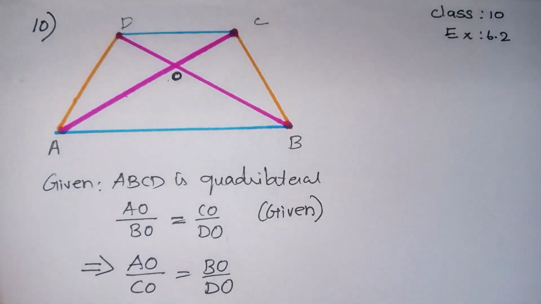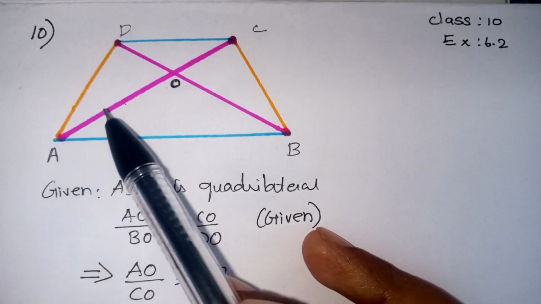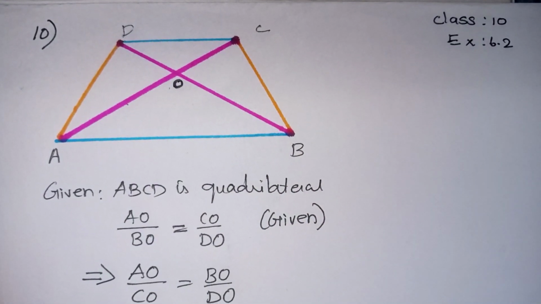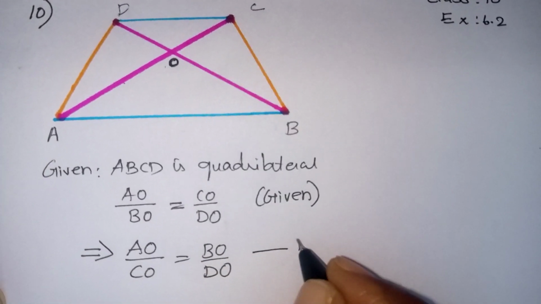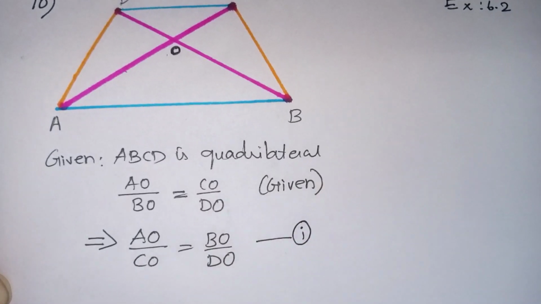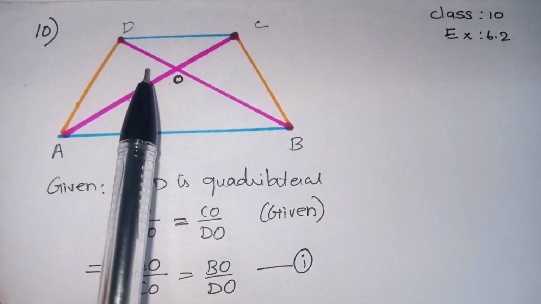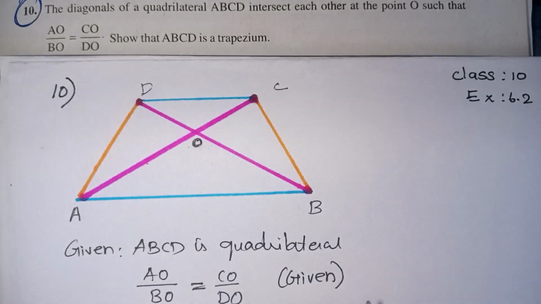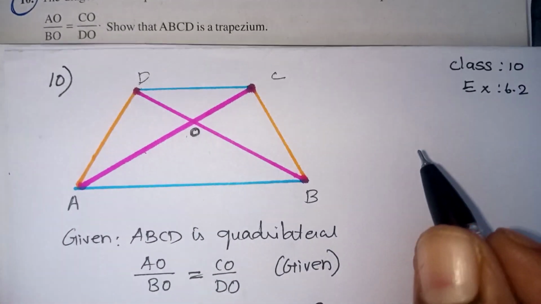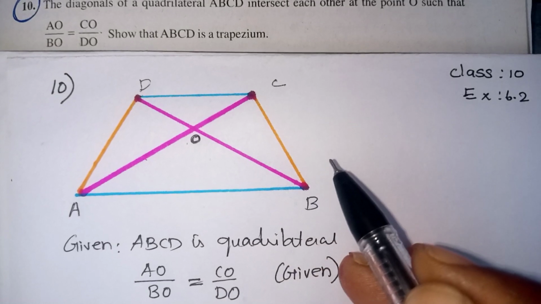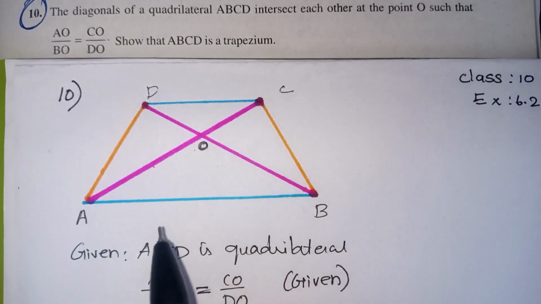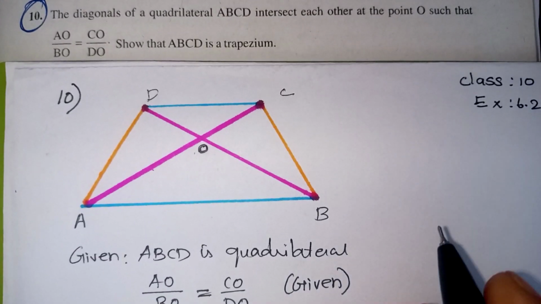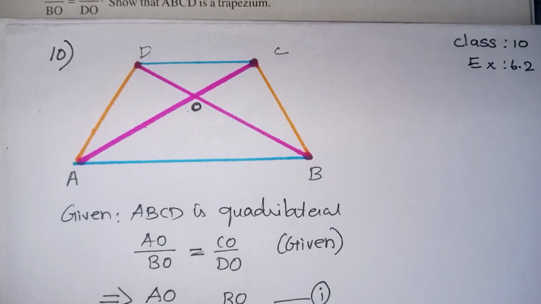Now AO by OC is equal to BO by OD is a given condition. Let us take this as equation number 1. Actually the final question is, we need to show that ABCD is a trapezium. So trapezium means the basic condition for a trapezium is that one pair of sides should be parallel. Any one of the sides should be parallel. We need to prove that AB side and CD side are parallel.